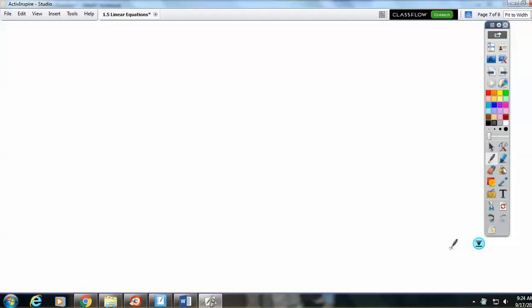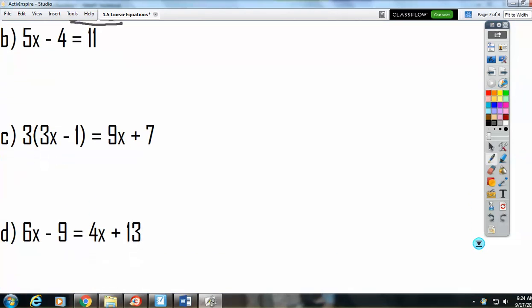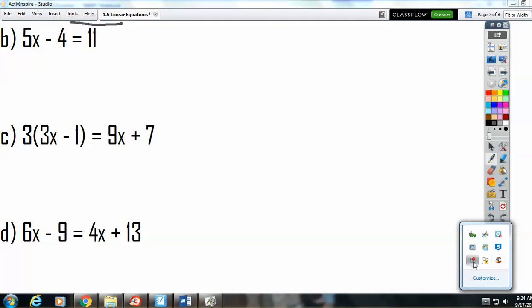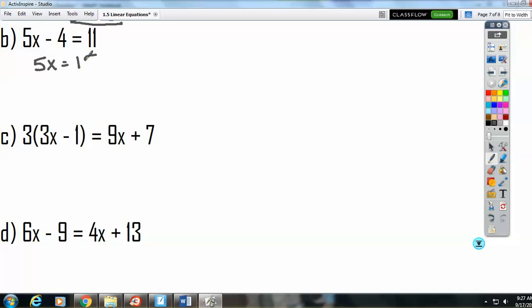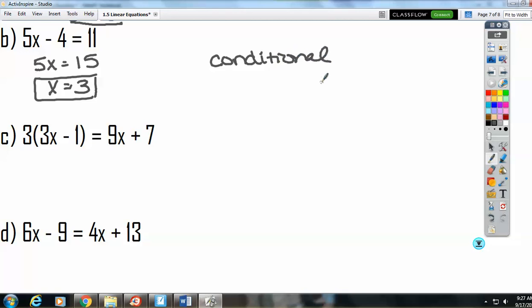Alright, why don't you guys try a couple here? Why don't you guys try those three? So on B, you got 3. How do we classify that? Conditional. It's true under the condition that x is 3.